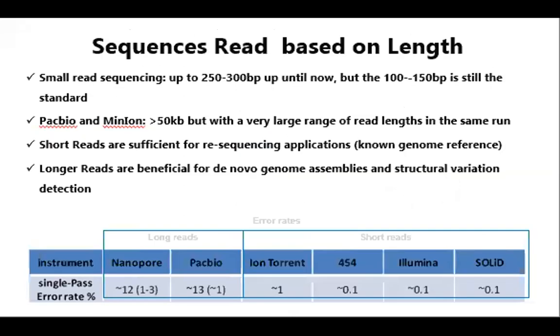Now, let us understand the different types of sequence reads based on length, the size of the sequence. Small read sequencing is up to 250 to 300 base pairs now, but between 100 and 150 is still standard. The basic thing I want us to take note of is that when we have a hands-on session, we will explain clearly about the small read sequencing, the short reads, and likewise the long read, as clearly as possible for us to understand and be able to apply this.